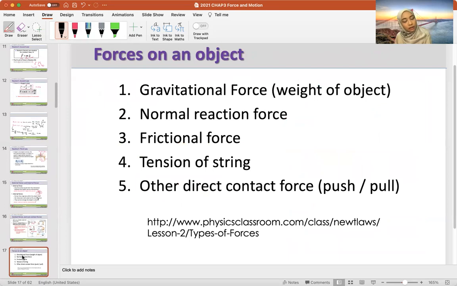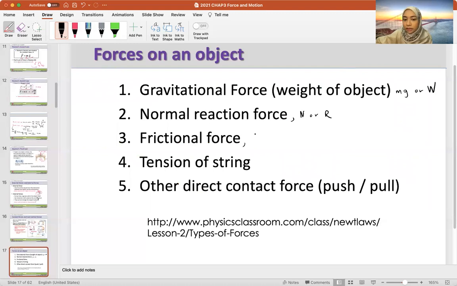Okay, forces on an object that we are going to tackle in this chapter is gravitational force, weight of the object, not between planets yet. Planet tu nanti chapter kemudian. So gravitational force yang weight lah, weight yang biasa tu. And then we have the normal reaction force, which is called N or R. This guy is called G, or you can write it as W. Boleh dua-dua. Sorry, this is mg, because weight is always mass times gravity, or W. And then we have N or R for normal reaction force. Boleh dua-dua, tak kisah.